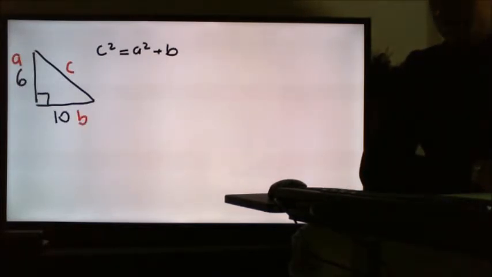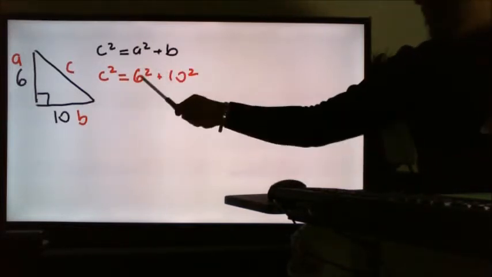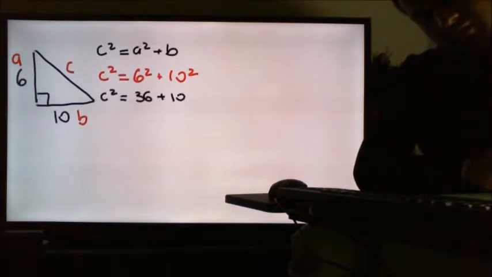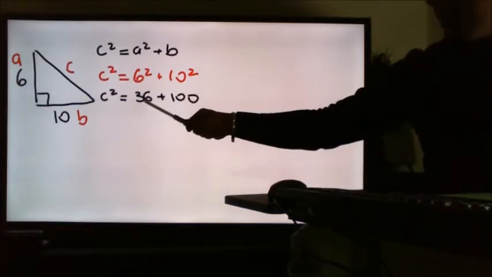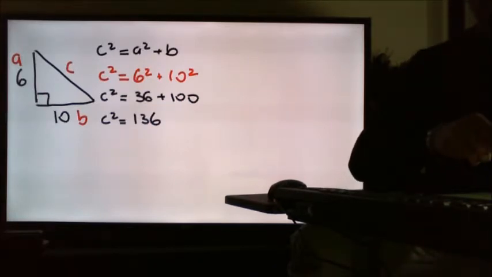So now I'm just going to substitute the values in. C I don't know, so it's going to be C squared equals 6 squared plus 10 squared. Now here I can simplify this further by doing 6 squared and 10 squared. So I'm going to do C squared equals 36 plus 100. I can simplify this further, adding 36 and 100 together. C squared equals 136. And now we're going to go back to equations where we go through inverse operations.